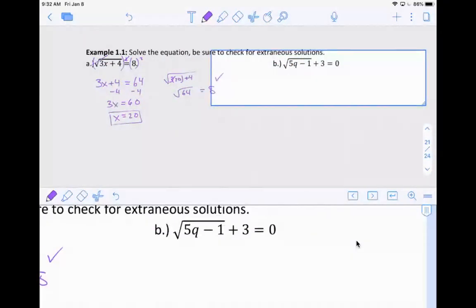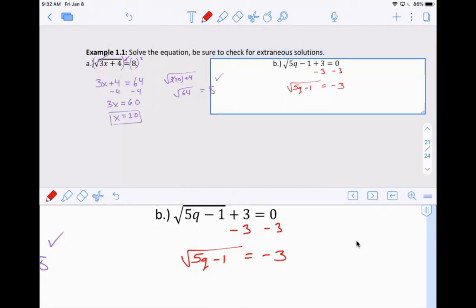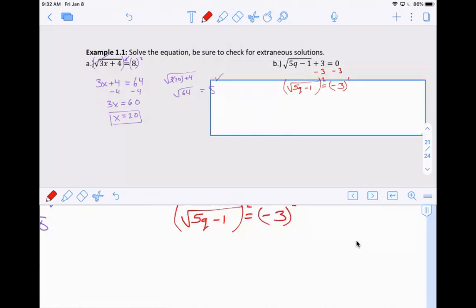Let's try it again over here now. This time, when solving, the radical is actually not the farthest thing from Q. Instead, the farthest thing from Q here on this side is the plus 3. And so I'm going to move that with a minus 3 to the other side. So I have the square root of 5Q minus 1 equals negative 3. Now what would I do? I'm going to go ahead and square both sides. And I end up getting 5Q minus 1 on one side and 9 on the other.